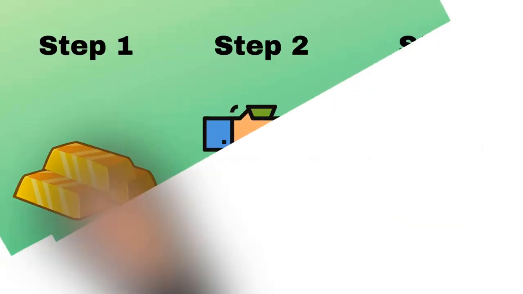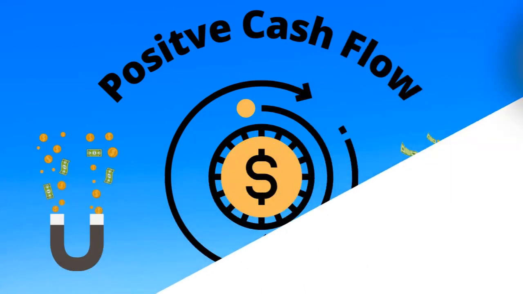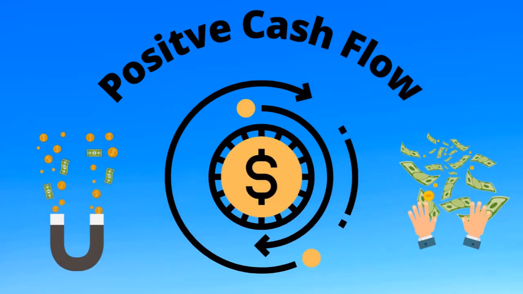That was a lot to take in. I hope I didn't go over it too fast. Let's make a short and simple recap. Step 1. Buy gold. Step 2. Use that gold as collateral to get a loan. Step number 3. Find a trustworthy staking pool where you get higher returns than your loan fees. The end goal is to create positive cash flow. This way you let your assets work for you, and you don't have to work so hard to earn money. As they say, work smarter, not harder.